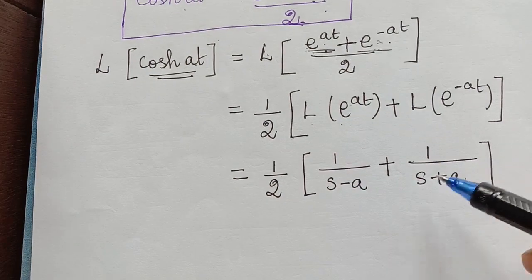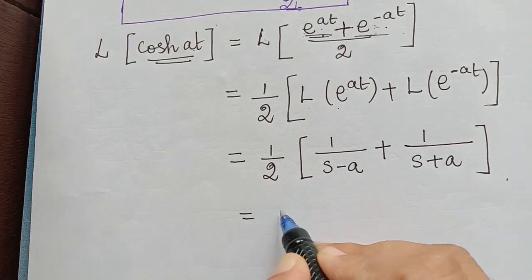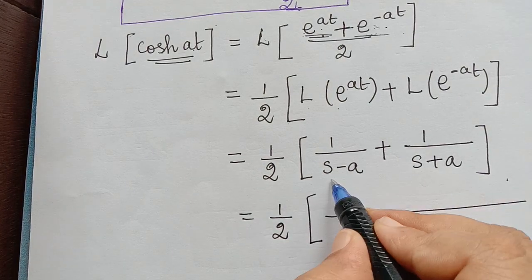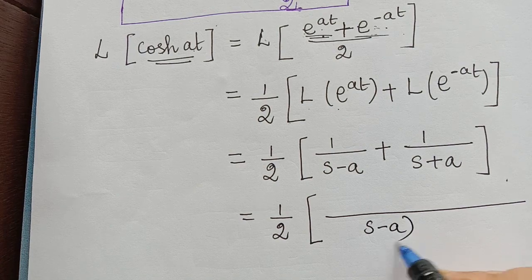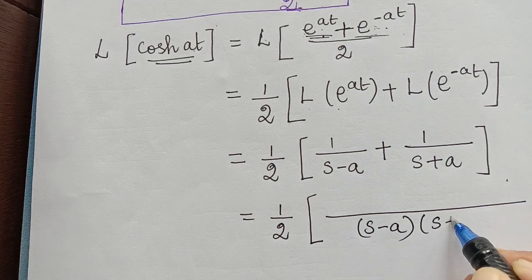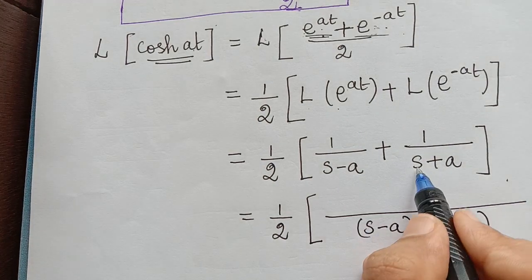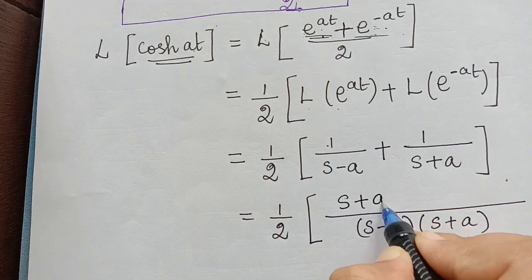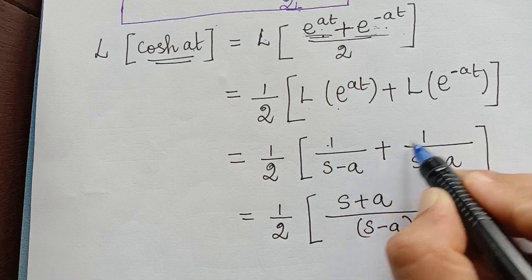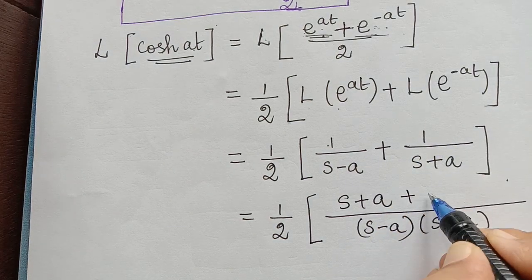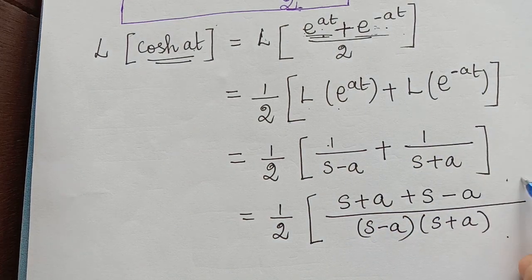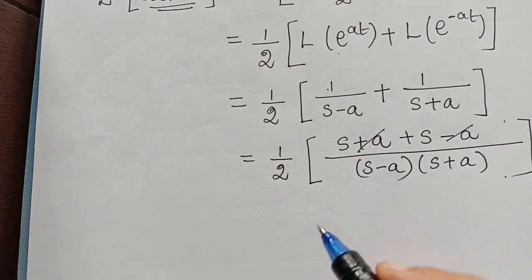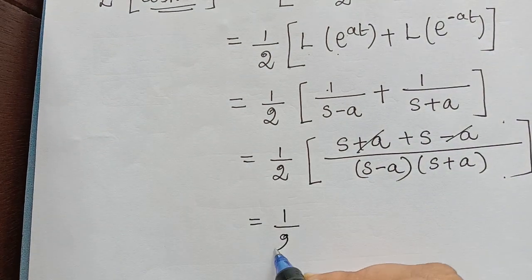So now we will take the LCM. So this will be equal to 1 by 2 multiplied with. So when we take the LCM, we will obtain in the denominator s minus a multiplied with s plus a. And so this s plus a will be multiplied with this 1. So we will have s plus a, and this s minus a will be multiplied with 1, and so we have plus s minus a. And so plus a and minus a gets cancelled.